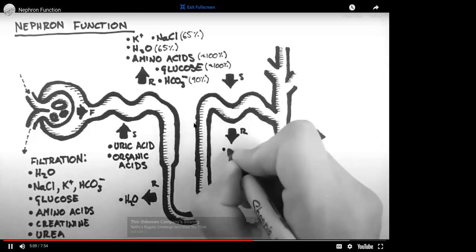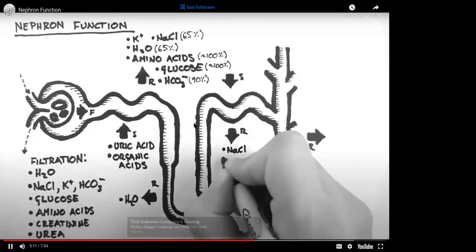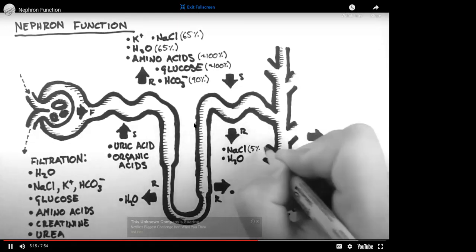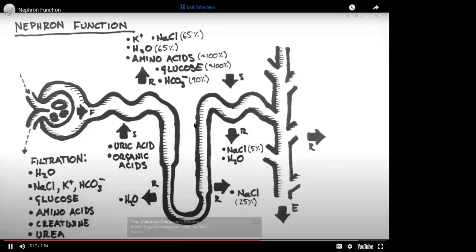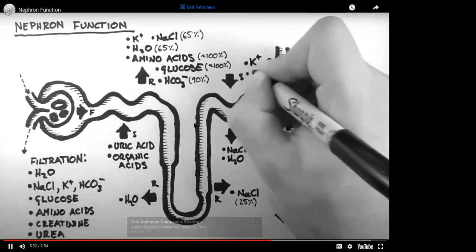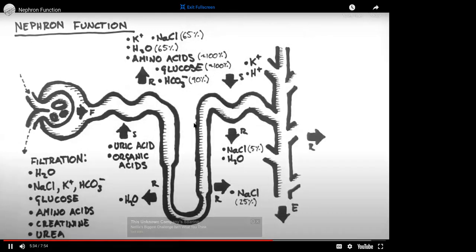In the distal convoluted tubule, we reabsorb about 5% of the filtered sodium chloride and some water. So you can see that the main way the nephron reabsorbs water is by movement of sodium chloride, which the water follows due to the osmotic gradient. In the distal tubule, some potassium and some hydrogen ions are secreted. This means moved back into the nephron.